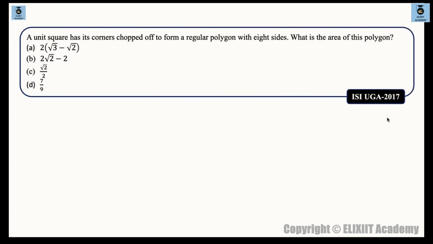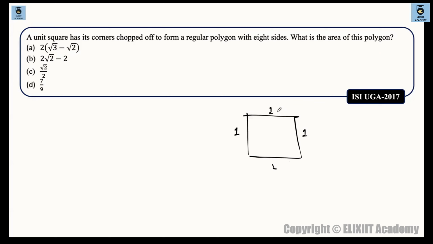Next question. UGA 2017 क्या बोल रहा है क्वेश्चन? A unit square has its corner chopped off to form a regular polygon with 8 sides. What is the area of this polygon? अच्छा, unit square माने square of length 1, square of side length 1. There is a unit square. ठीक है, ये unit square है.